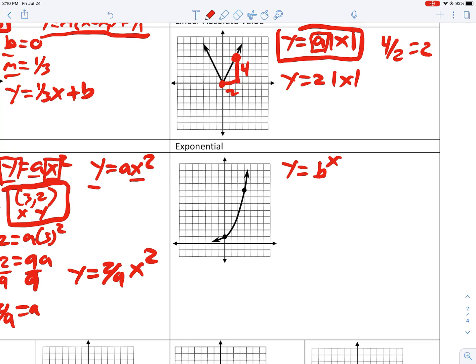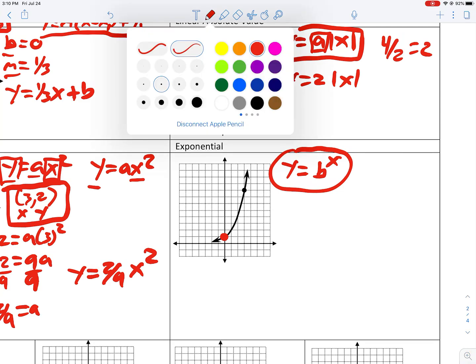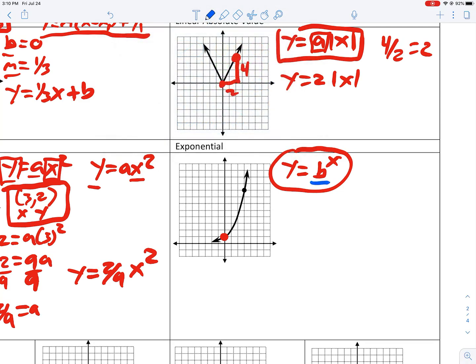So for exponential, it's y equals b to the x. Again, same concept. Since it hasn't been shifted, that's why I know the equation looks like this. How do I know it hasn't been shifted? Because it goes through the key point (0, 1). So now the only letter I technically need to figure out is b. Well, if I can solve for x and y, then I can solve for b. So I'm going to use the other point here.